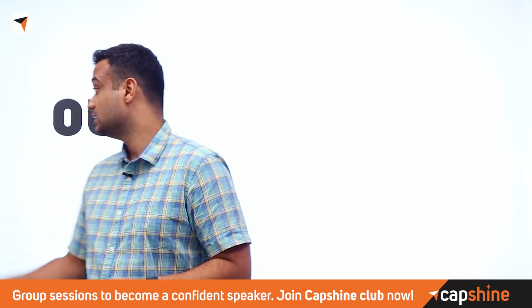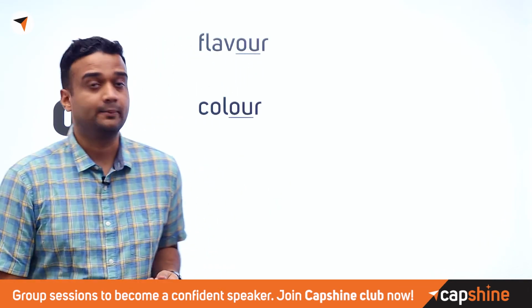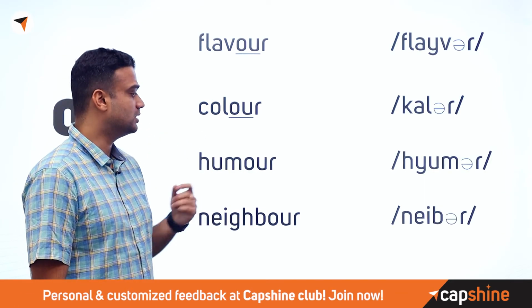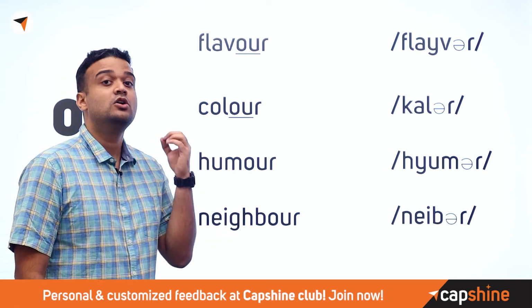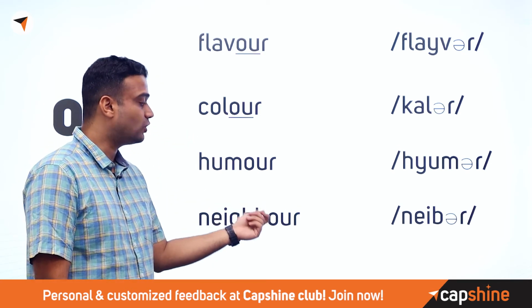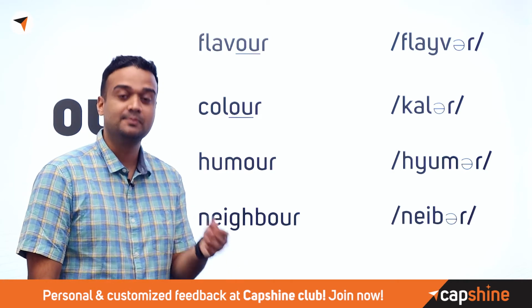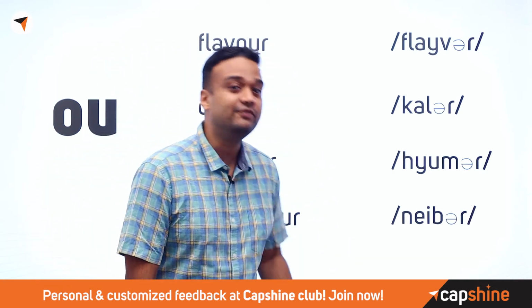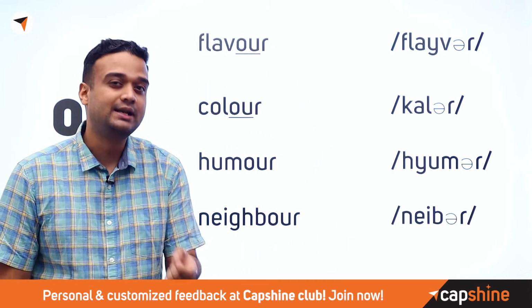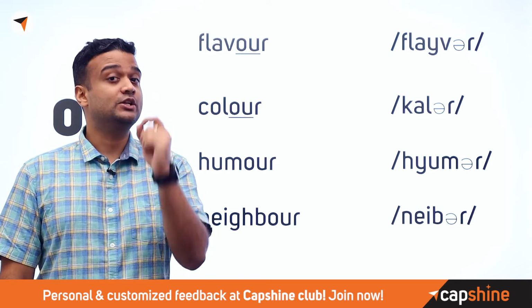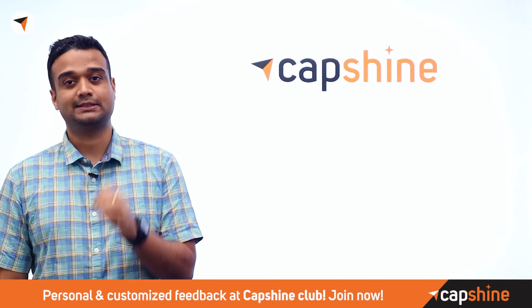Same applies to some words with OU as well. Flavor, color, humor, and neighbor. Notice how you do not pronounce the OU. You do not say neighbor with a strong OU. No, that's not how you pronounce it. It's neighbor, right? And the reason these words are difficult to pronounce is because we may not have the schwa sound in our own native languages. But once you recognize it, it makes life simple.